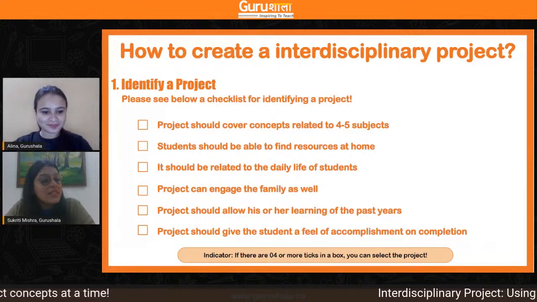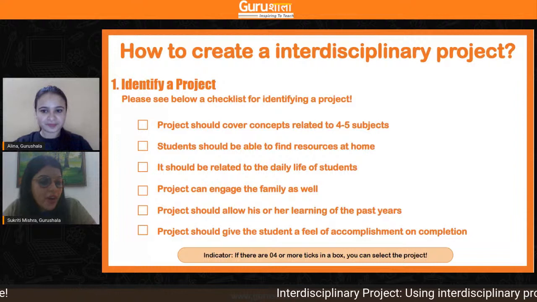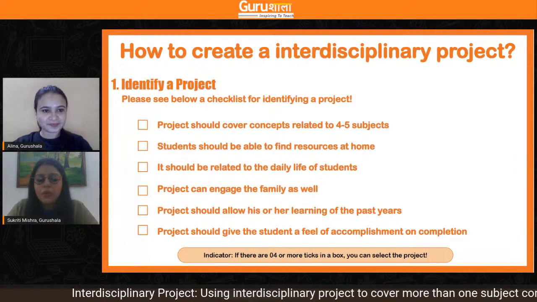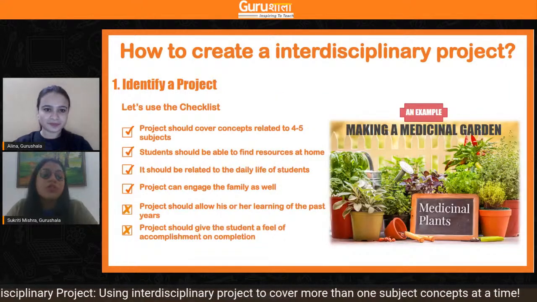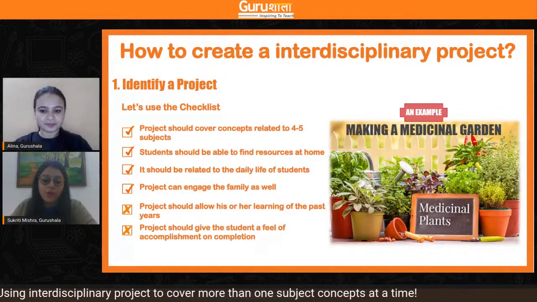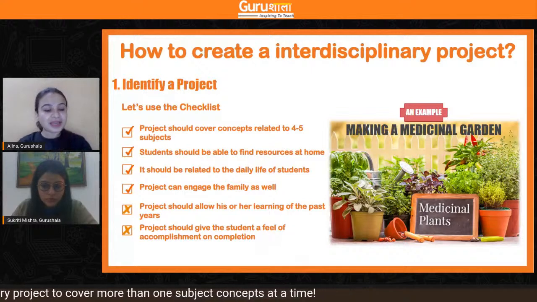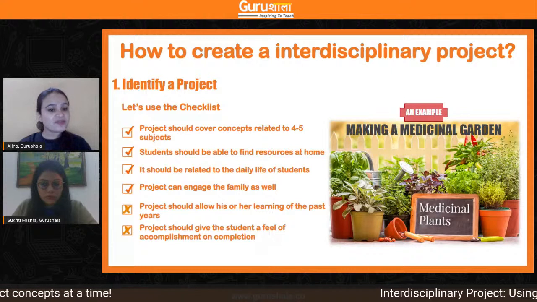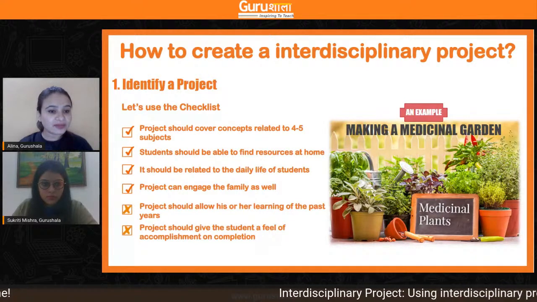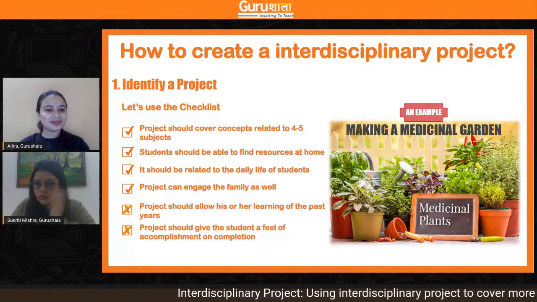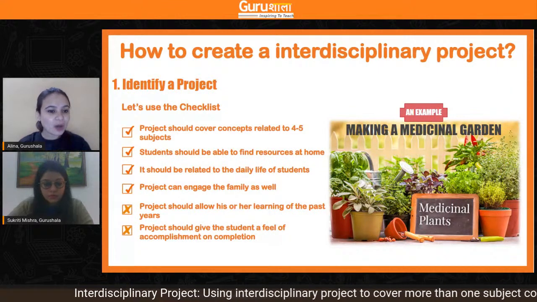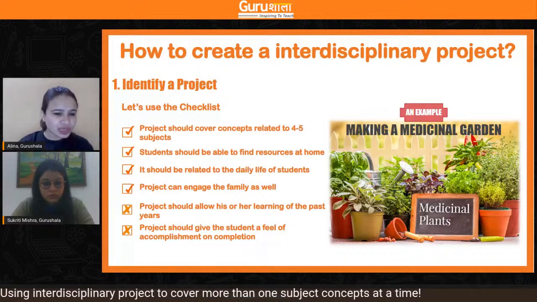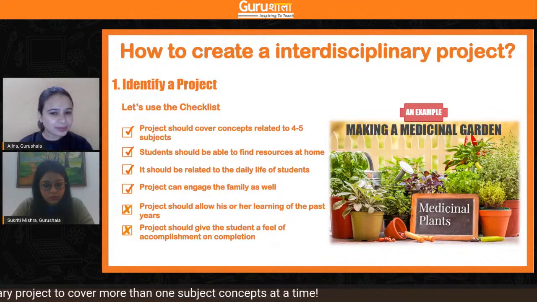So Alina, we have seen how we can identify a project, and what kind of checklist we can use to identify a project. Why don't we see with an example how this checklist can then be applied to a project type? Right, Sukriti. When we are talking about an interdisciplinary project, the first step is how to identify a project. Sukriti, you have explained in detail to our teachers what things they can keep in mind while identifying a project. So, let me just quickly explain it with the help of an example.